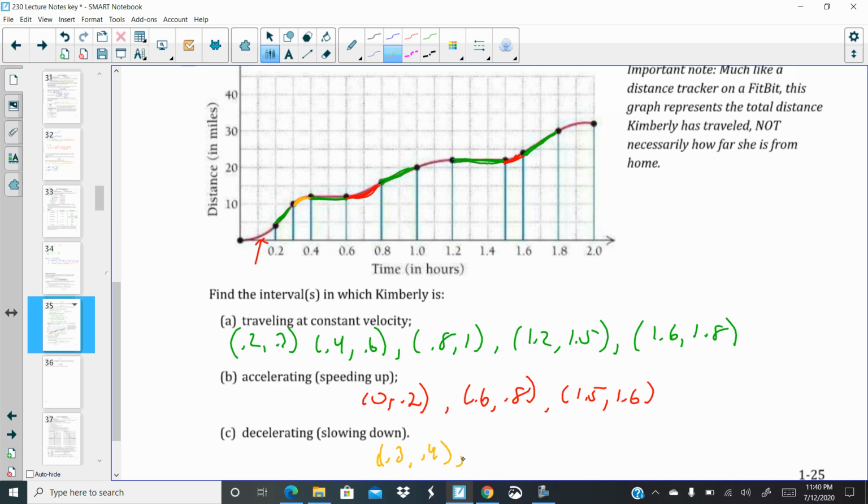That's one interval. Looks like it's also bending down from 1 to 1.2. And then it looks like it's bending down here at the end from 1.8 to 2. I think those are all the intervals there, so I think we've gotten them all. All right.